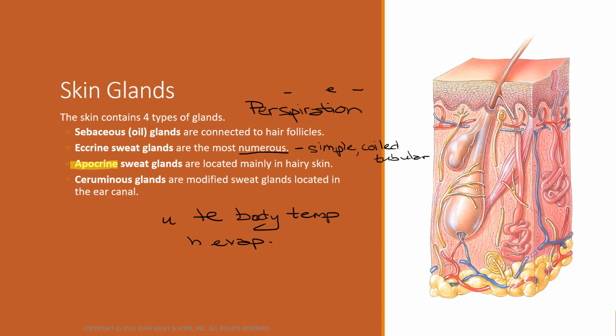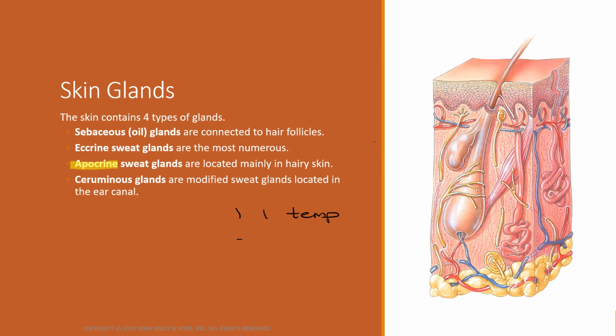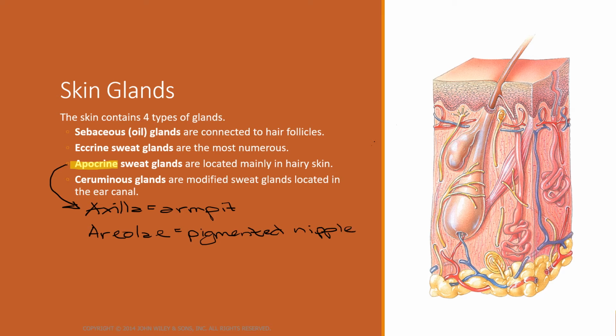Okay, next we have apocrine sweat glands. Apocrine sweat glands are mainly found in the skin of the axilla, and the axilla, as you should remember, is the armpit. They're also found in the groin and the areolae, which are the pigmented areas around the nipples. Apocrine glands are also found in bearded regions in adult males as well. The secretion in these glands is completed by exocytosis.